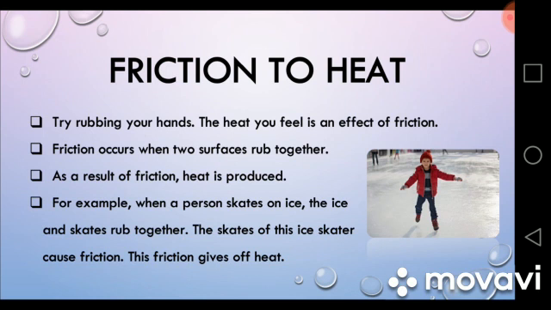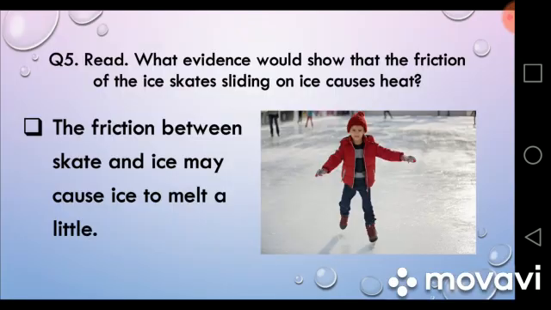Actually, the particles in the matter start moving very, very quickly, and when they move quickly, they create thermal energy which is transferred in the form of heat. The skates of the ice skater cause friction. This friction gives off heat.